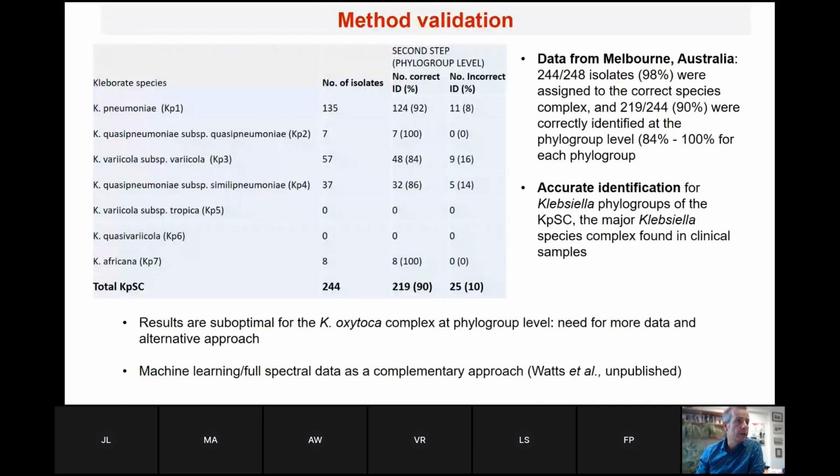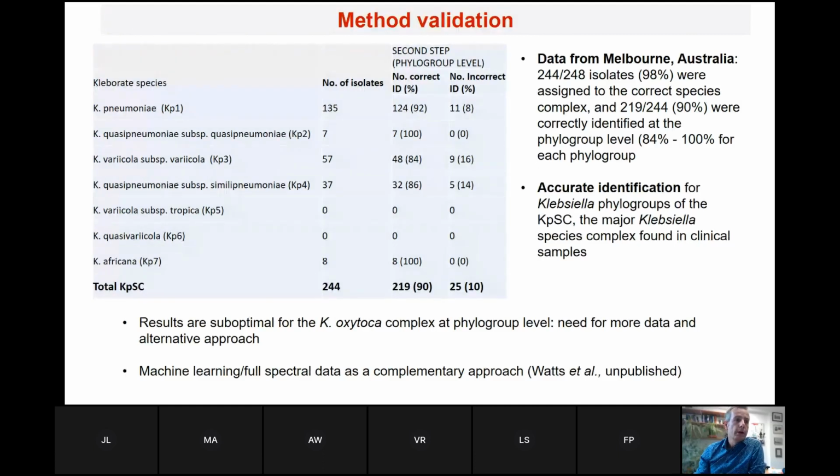Regarding the Klebsiella pneumoniae complex, we found very good rates of correct identification. The reference identification in this case is based on genomic sequencing, so it's quite precise. Basically, 90% of the isolates were identified correctly at the phylogroup level, meaning at the species or subspecies level, and only 10% were not. I don't have the comparative figures here, but if you would use a Bruker or a bioMérieux MultiMS system, you would have much lower rates of good identification at the species level.